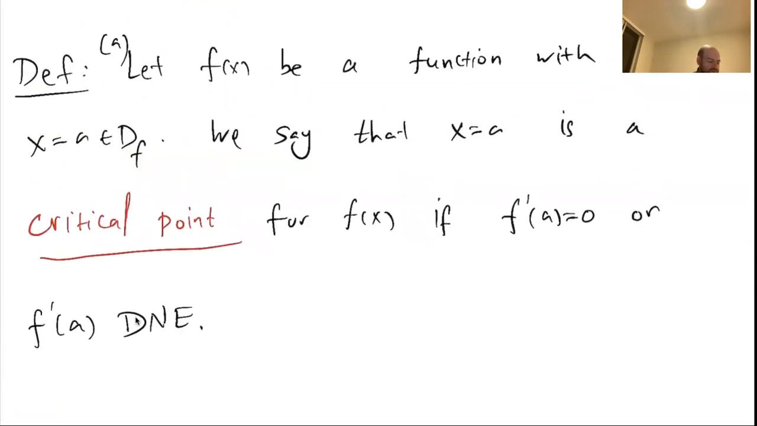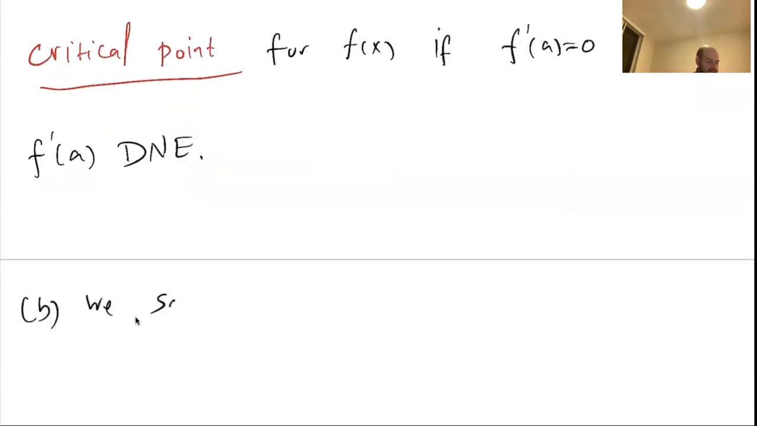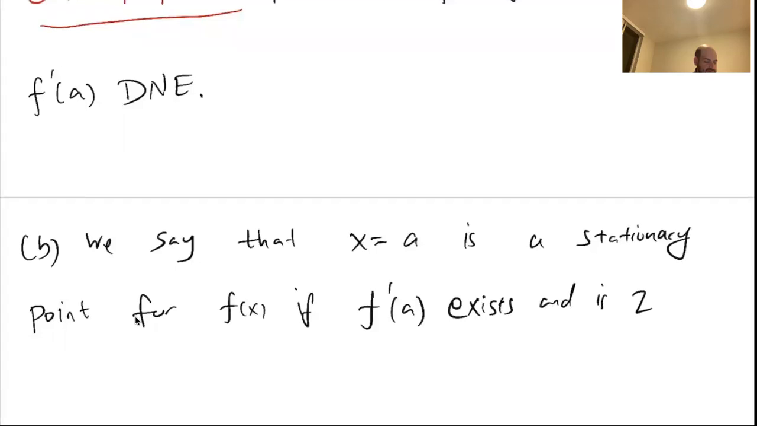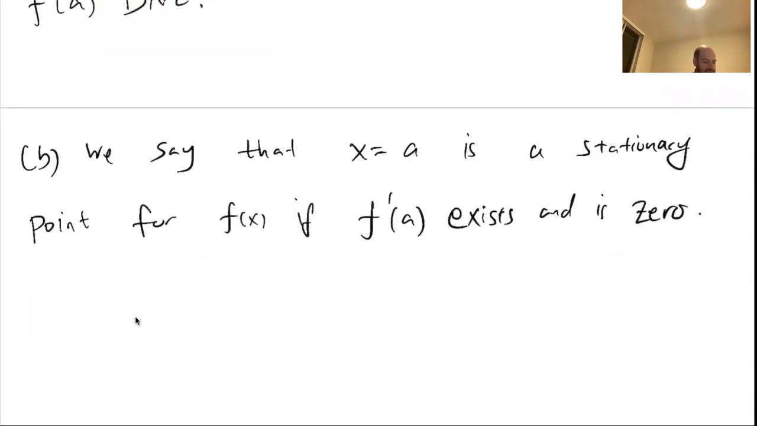So let's say this is part A of the definition. Part B, we say that x equals a is a stationary point for f of x if f prime of a is equal to 0. If f prime of a exists and is 0. So each stationary point is a critical point.